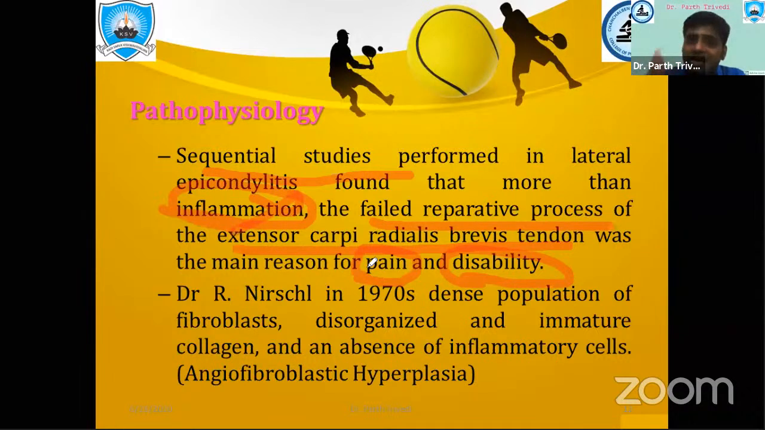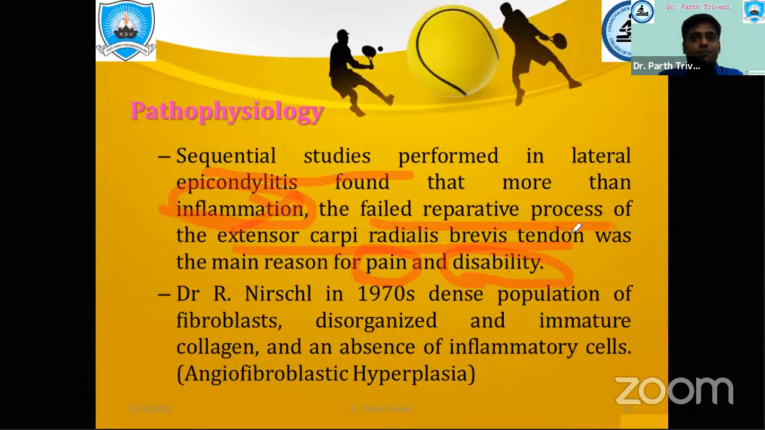Once it is failing to regenerate because of normal collagen synthesis, the fibroblasts come into the picture. Now collagen and fibroblasts are like identical brothers. The collagen has much more elasticity and much more tensile stress compared to fibroblasts. Because of repetitive injury, these collagen are replaced by fibroblasts, and fibroblasts are lesser elastic components and have lesser tensile stress.